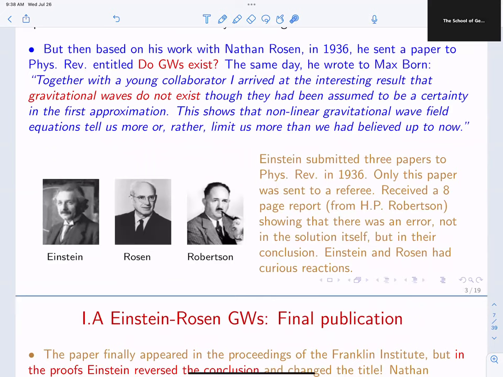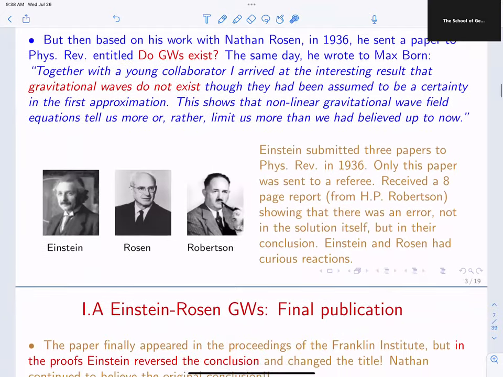And it turned out that it was later found that the referee was Al Robertson of Robertson Walker University. And he wrote an 8-page report showing that there was an error, not in the solution itself, but in that conclusion. Basically, they had concluded that gravitational waves don't exist because of a certain singularity. That singularity was a coordinate singularity. Einstein and Rosen had very curious reactions.